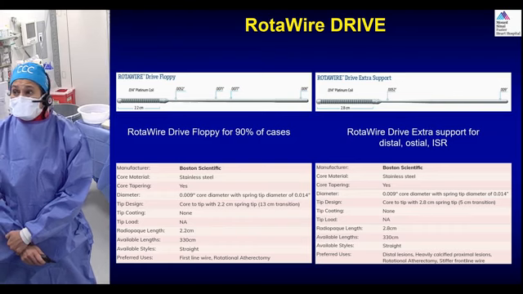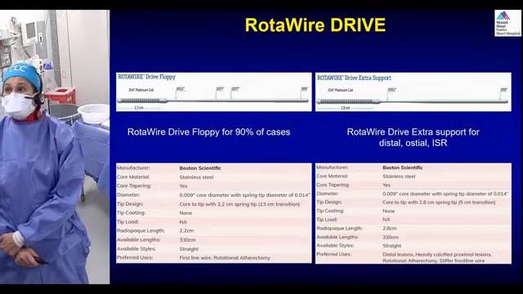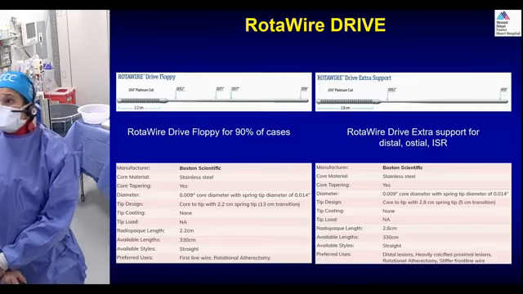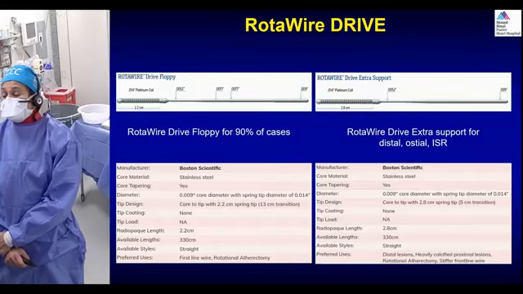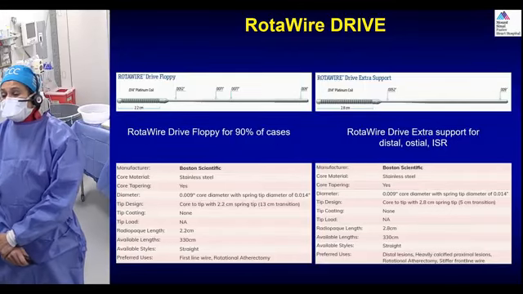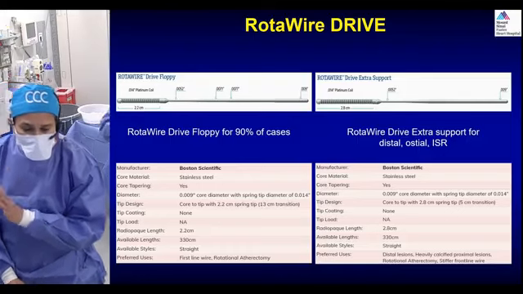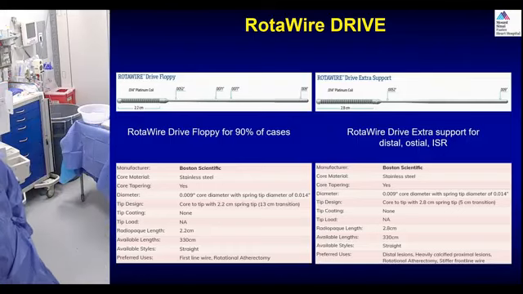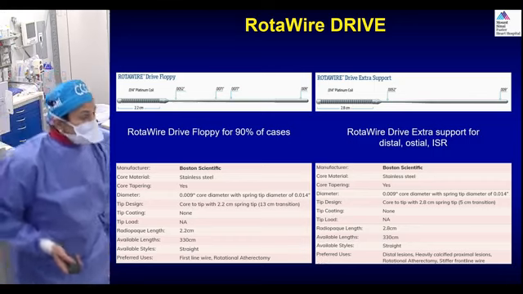You also wanted to know which cases we are going to use the extra support wire in, which is very clear there. Definitely for distal lesions, most important is ostial lesions, and definitely ISR, because we get a good wire bias in those particular cases. All this is available in the apps that we have created. Everything that I'm showing you is from the Guide Wire app.